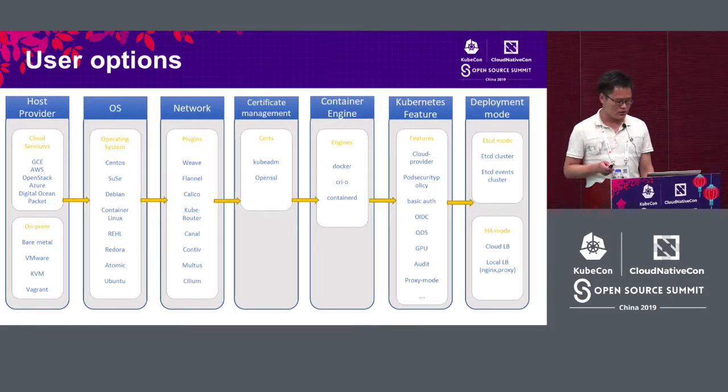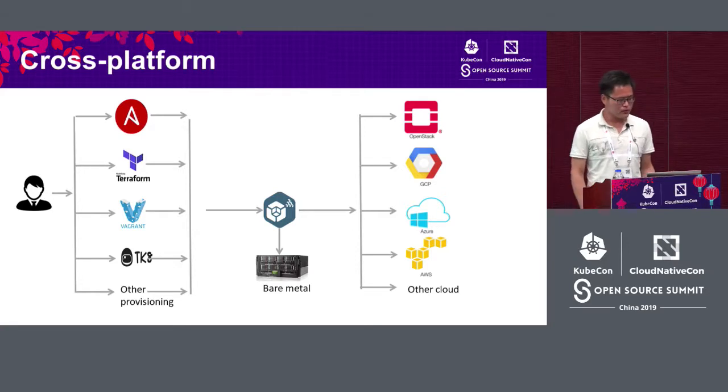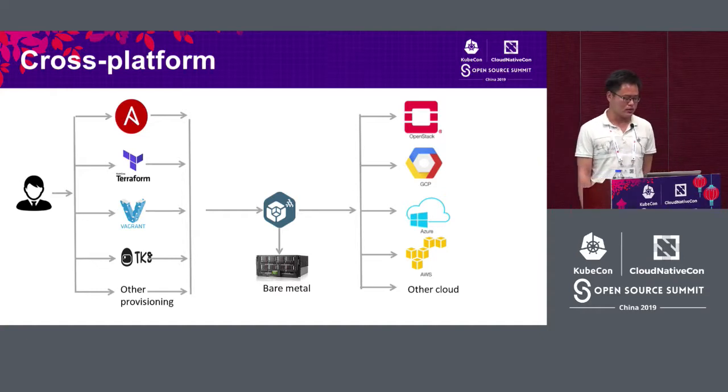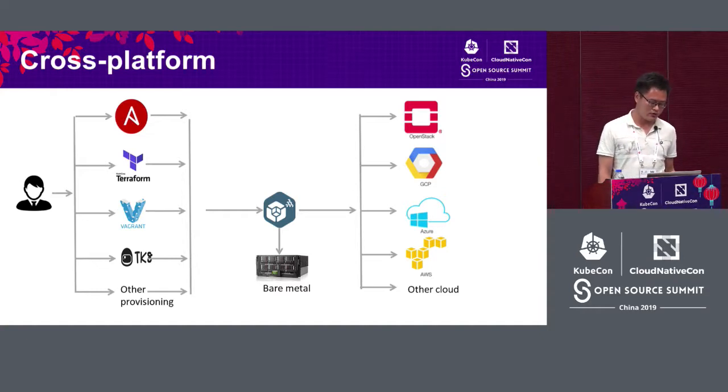HA mode, I've already talked about it. Cross-platform deployment. Kubespray first supports bare metal deployment, which includes OpenStack, GCP, and other cloud platforms.